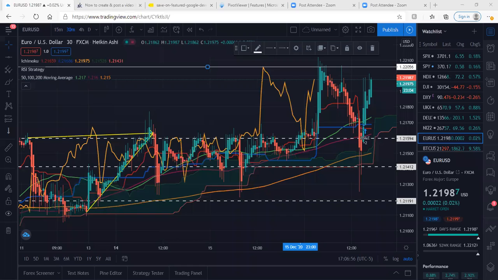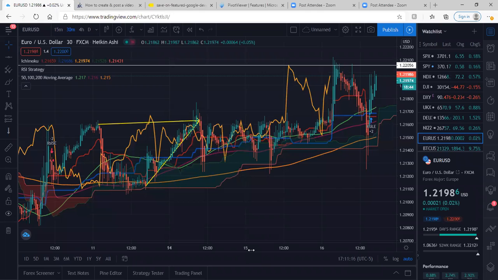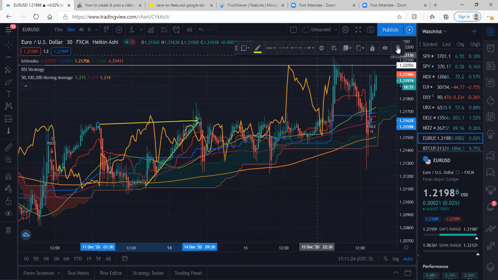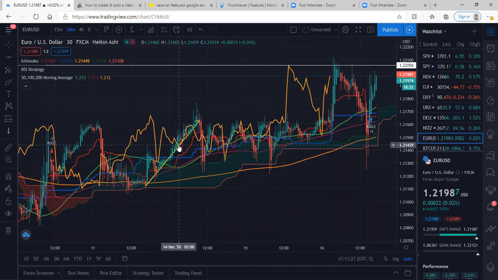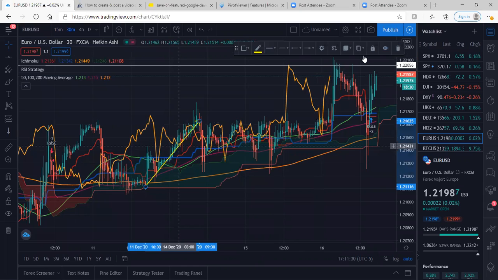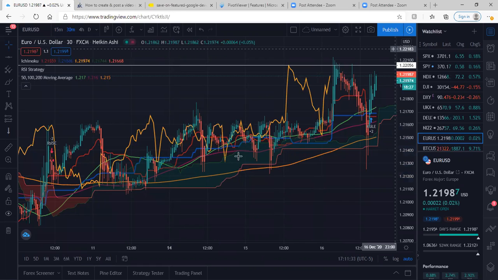This is called the Ichimoku cloud, something that I enjoy using. Okay, the Ichimoku cloud is this right here, right? And hold on, let me erase all this stuff. Okay, so how to use the Ichimoku cloud.